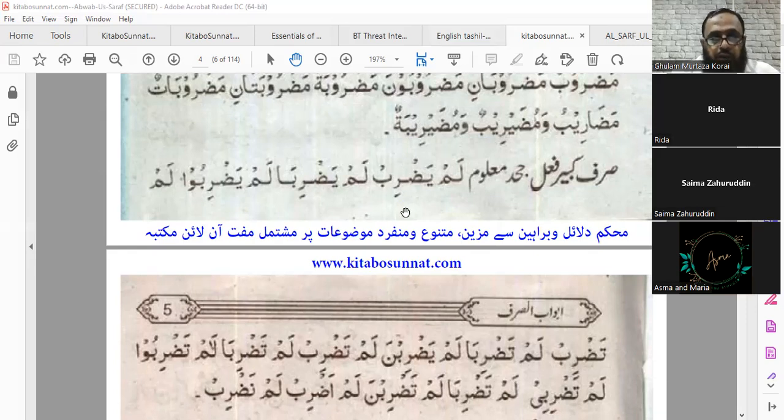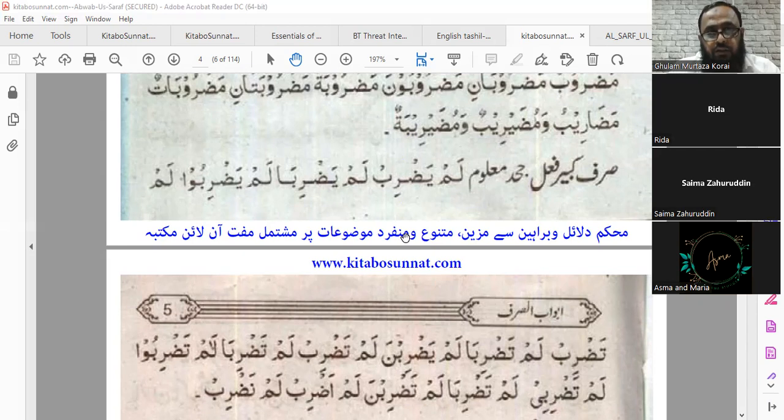First of all, if lam enters into five sigas. What are those? Yazribu, tazribu, tazribu, azribu, nazribu. These are the five sigas. One of them is wahid mudhakkar ghaib. Second is wahid muannath ghaib. Third is wahid mudhakkar hadir. Fourth is wahid mutakallim. And the fifth is jama mutakallim.